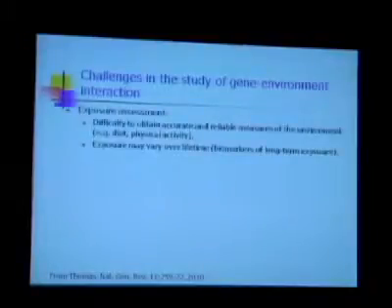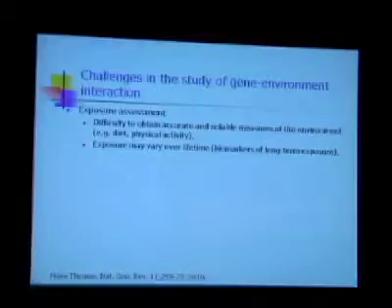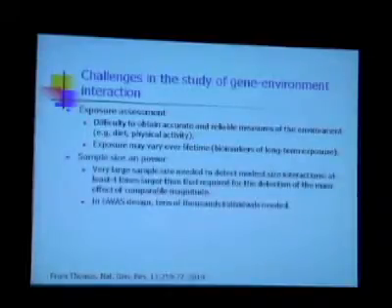So what are the challenges in the study of gene-environment interaction in the era of genome-wide association studies? I think the major one is certainly exposure assessment. It is very difficult to obtain an accurate and reliable measure of the environment. If we think of obesity, diet and physical activity are the main environmental factors. And of course, exposure may vary over a lifetime. So we are desperately in need of good biomarkers of long-term exposure.